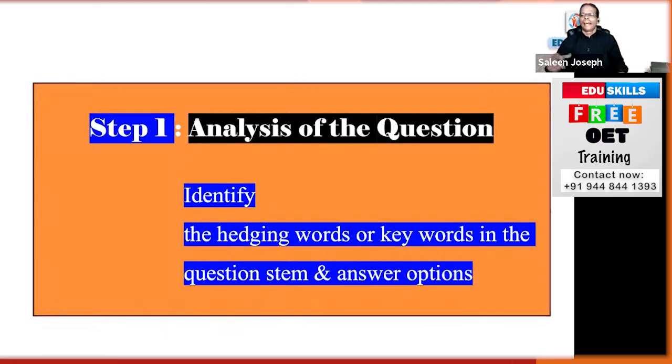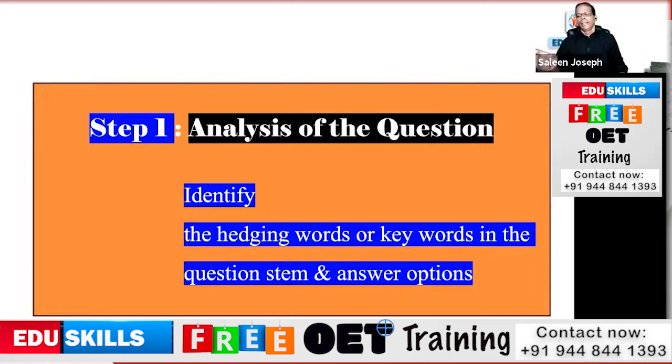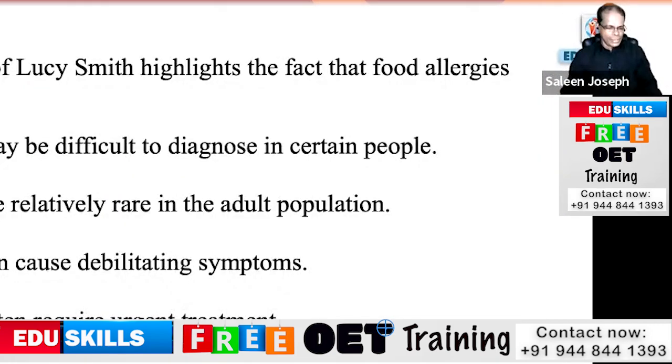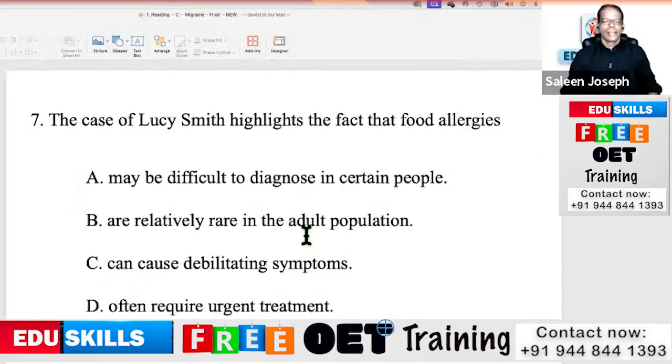So step 1 is analysis of the question. Identify the hedging words or keywords. Hedging words means keywords, okay? Don't get confused if I habitually say hedging words; that means keywords in the question stem and answer options. Now come on, let's see. Shout out and tell me what keywords you can find. You can put them in the comment space, or on Zoom you can shout out.